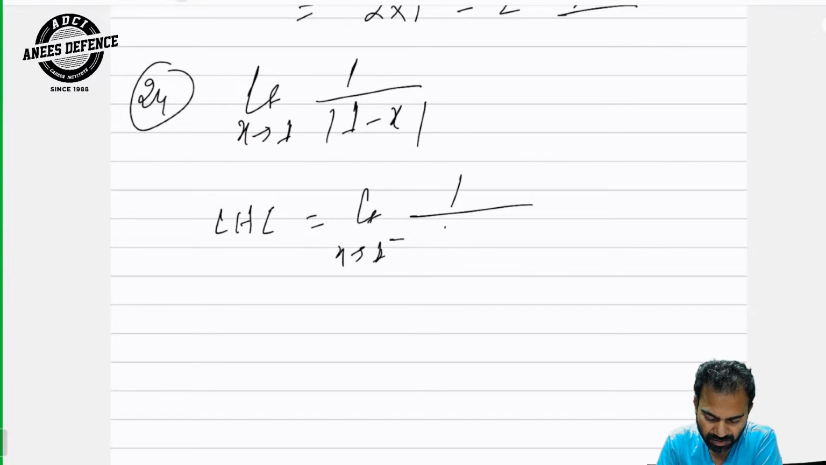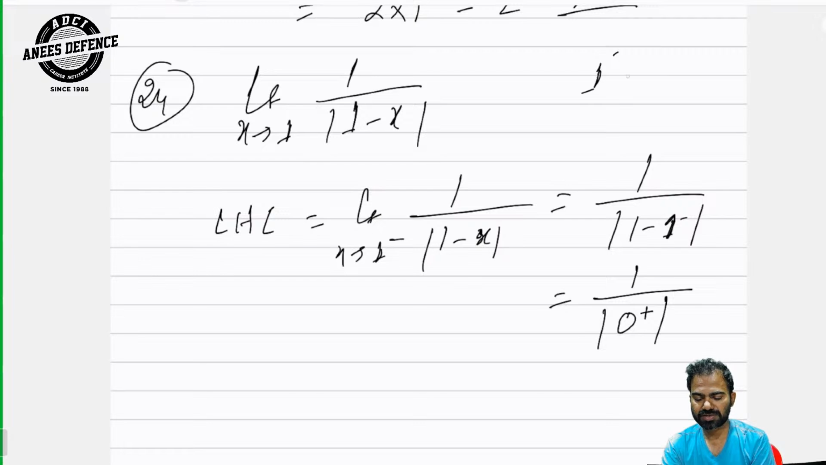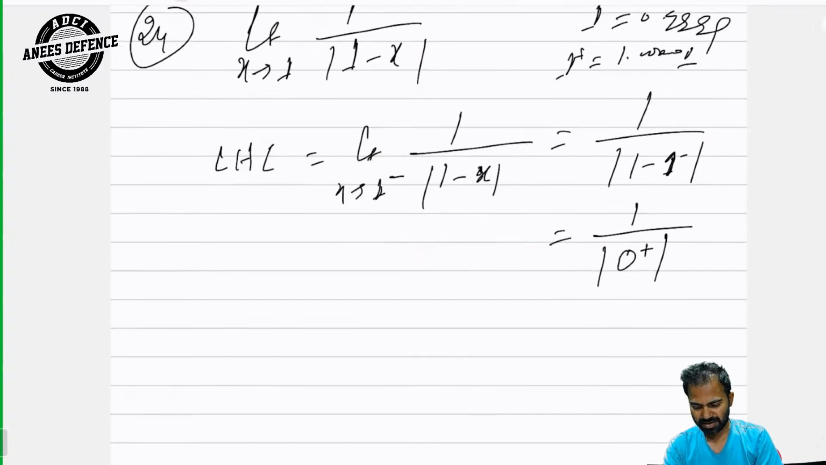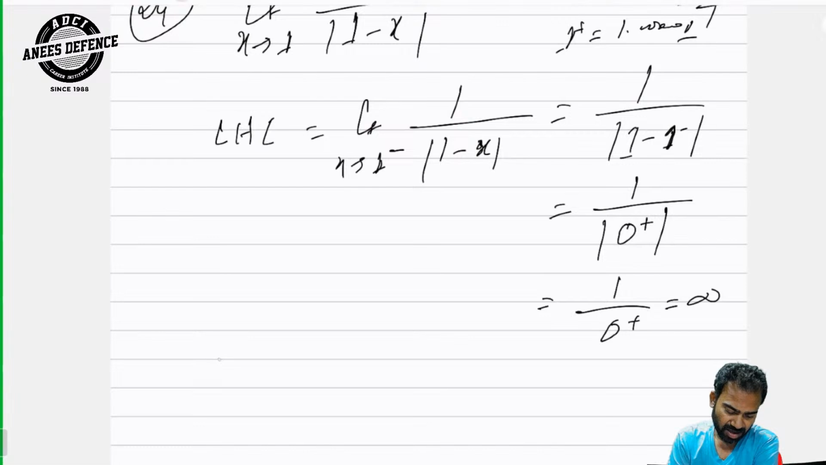LHL, 1 minus side. So it will be mod of 1 minus x, with x going to 1 minus. So it will be 0 plus. 1 minus means 0.999, and 1 plus will be 1.0001. So 1 is greater than 1 minus. So it will be 0 plus, so this is plus infinity.